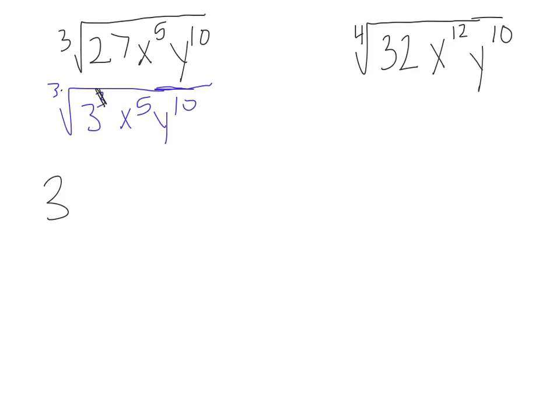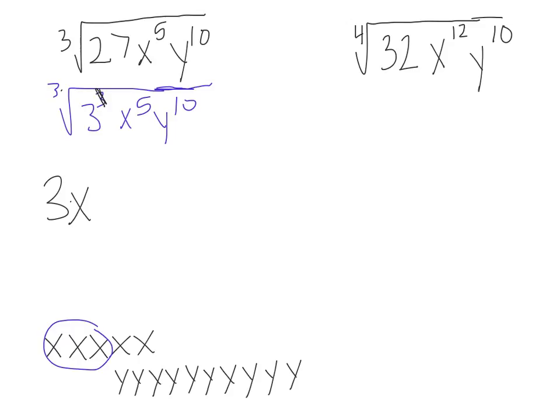But now I have x to the 5th, I think, how many groups of 3 do I have in x to the 5th? So if I do this the long way, 1, 2, 3, 4, 5, I have 1 group of 3. That means I can take out 1 x from this root. If I did the same thing for my y's, there's my 10 y's, and here's 1 group of 3, here's 1 group of 3, here's 1 group of 3. So I have 3 groups of 3 for my y's. So this is all the variables that can come out.